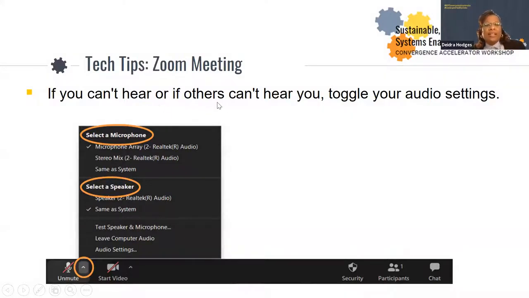So if you can't hear, or if others can't hear you, you may be challenged with your audio settings. This is just a tech tip for this Zoom meeting. To the right of your microphone, just click on the up arrow and choose the appropriate microphone and speaker, be it your headset or your system, if you're not hearing any audio or hearing us.